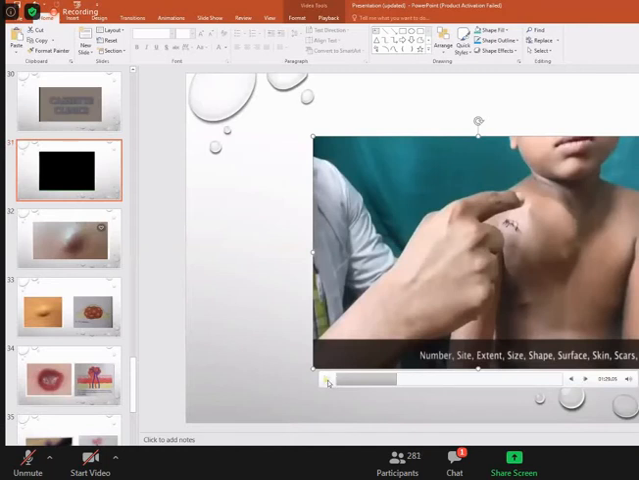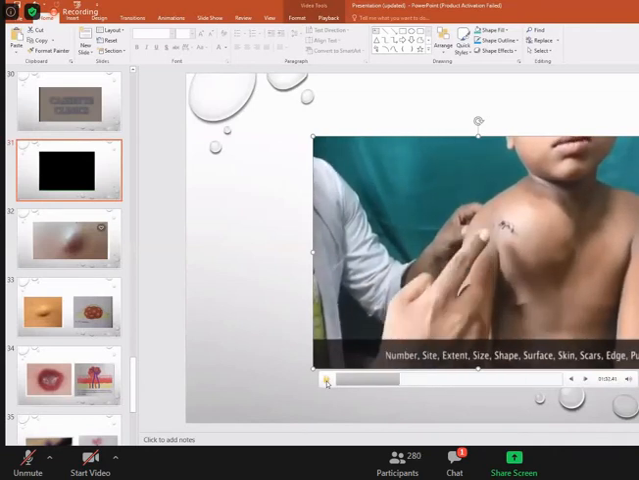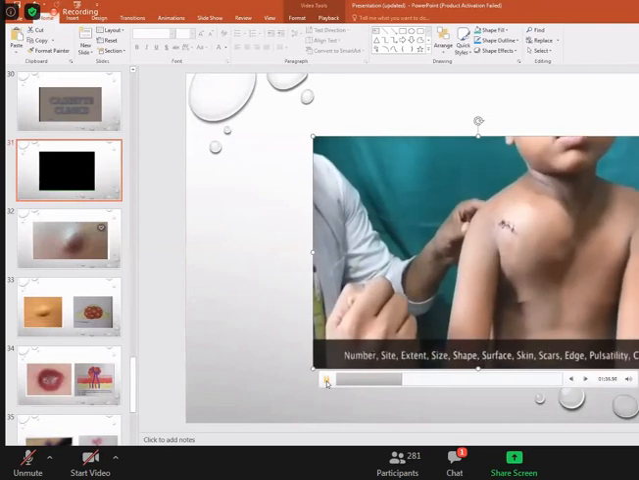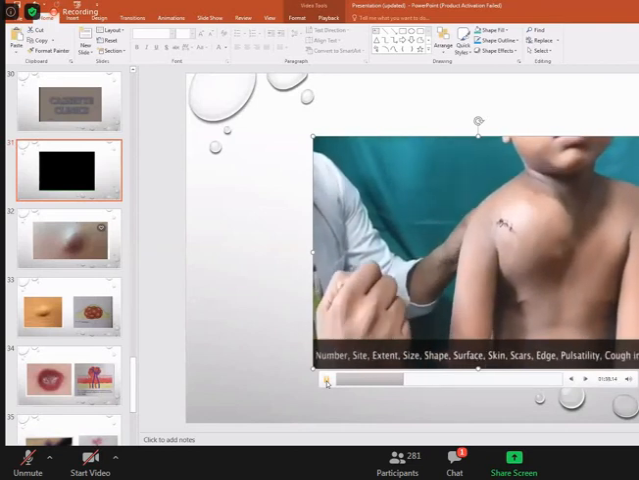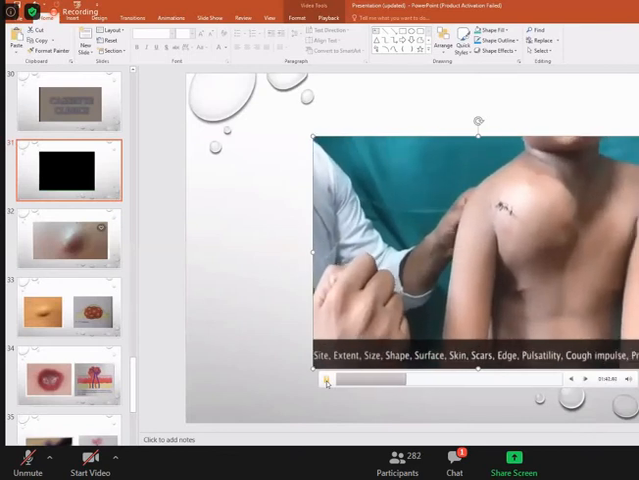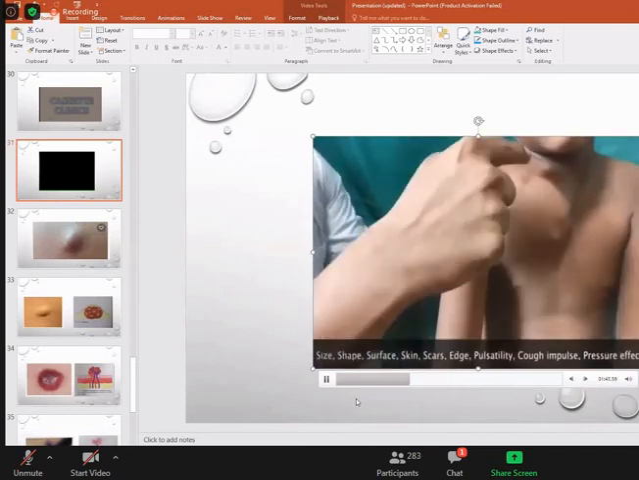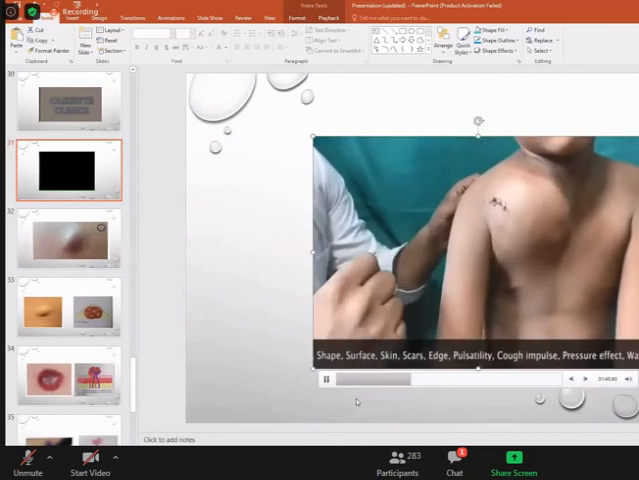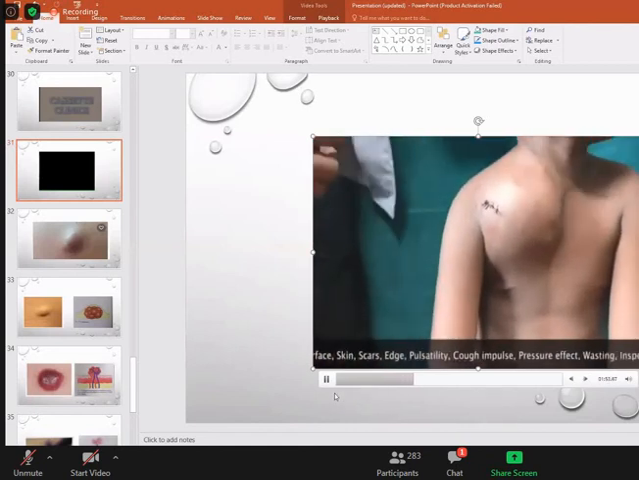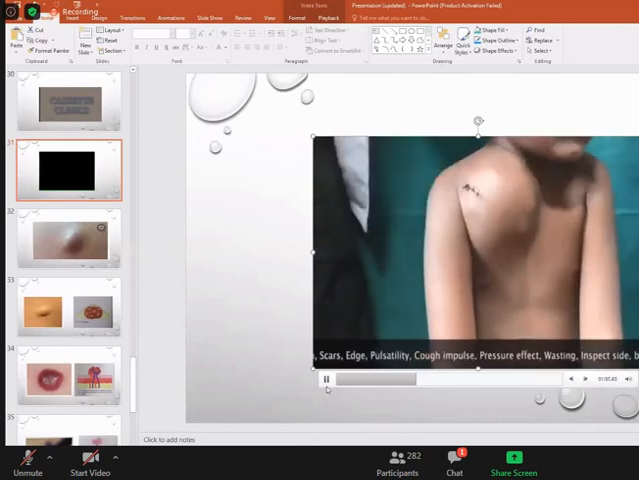The surface of the swelling appears irregular and uneven, with a surgical incision over the lateral part of the swelling. There is no visible discharge from the surgical site. Visible dilated tortuous veins are present over the swelling. The color of the overlying skin appears normal. Edges are ill-defined. The swelling is not pulsatile and shows no ripples on cuffing.